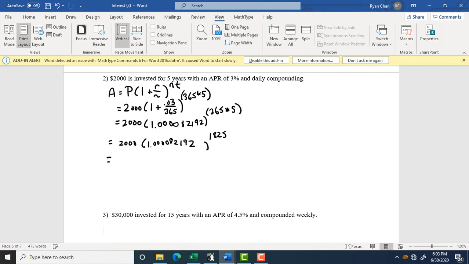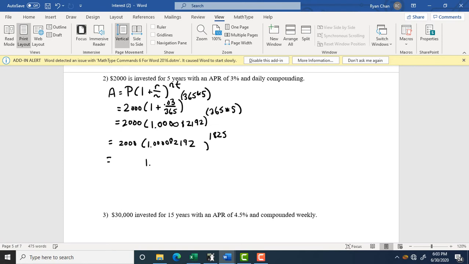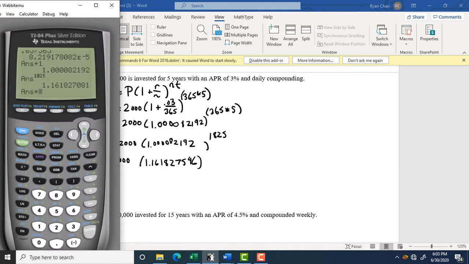And then I'll raise it to 1825. So let's write this down. I have 1.161827546. And I'll multiply by 2,000. Okay, 23.65.